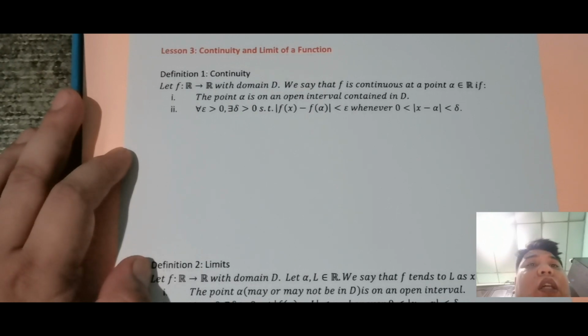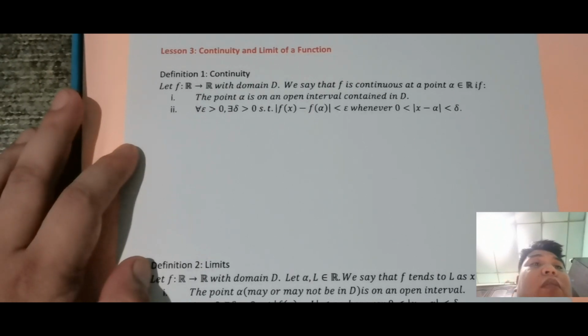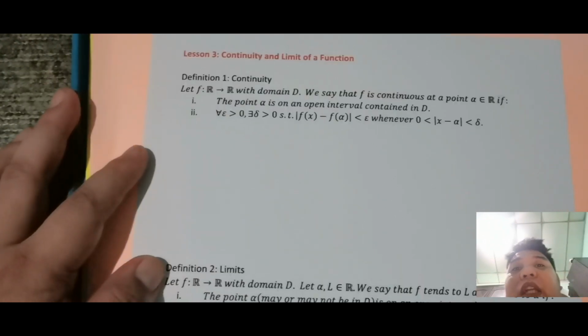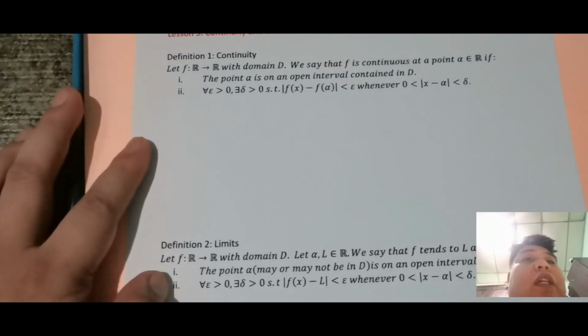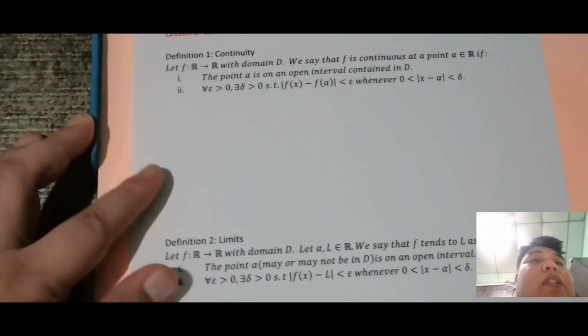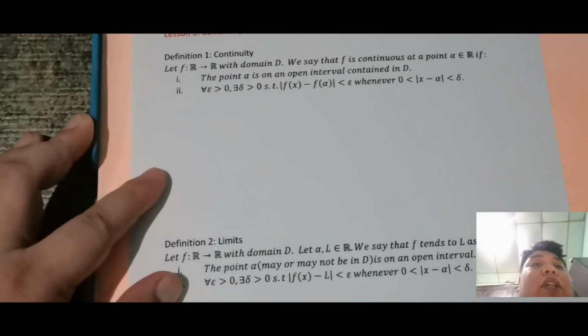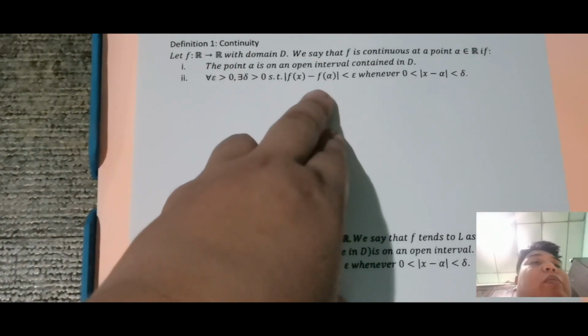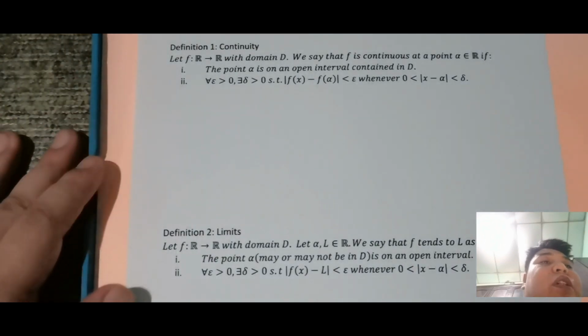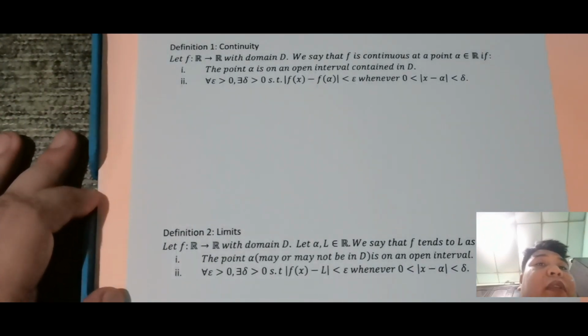So let f be a function mapping from R to R with domain D. We say that f is continuous, again continuous yan, at a point alpha, element ng real number, if one, the point alpha is on an open interval contained in D. Then two, for every epsilon greater than 0, there exists delta greater than 0 such that the absolute distance of f of x minus f of alpha is less than epsilon whenever 0 is less than x minus a less than delta.